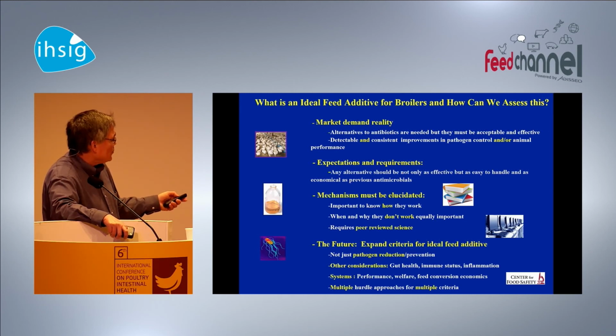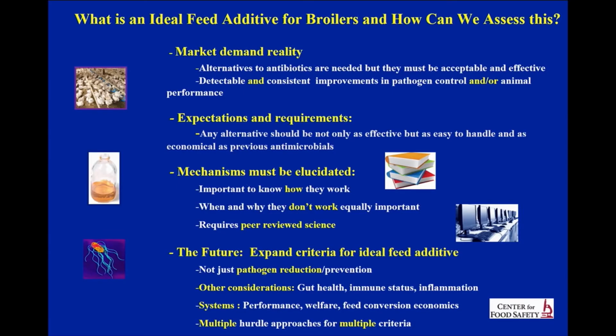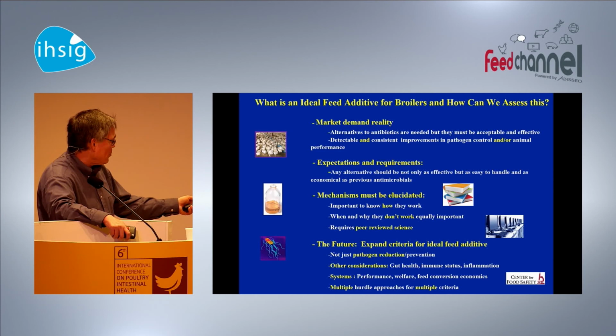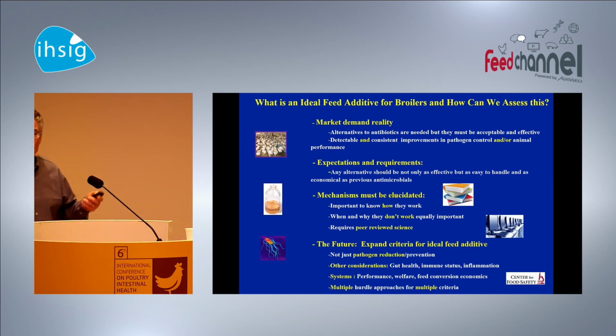So I think the future, in terms of expanding criteria for ideal feed additives, and I'm guilty of this as well, is that we've got to get beyond just pathogen reduction and prevention. We need to start focusing on some of the other things that have been talked about in the conference: gut health, immune status, inflammation, and how those things are impacted. From a system standpoint, performance, welfare, feed conversion, and economics all need to be factored in.